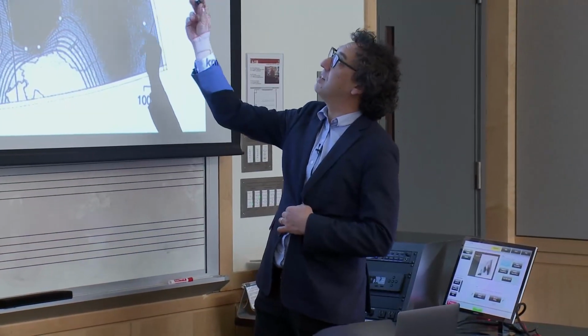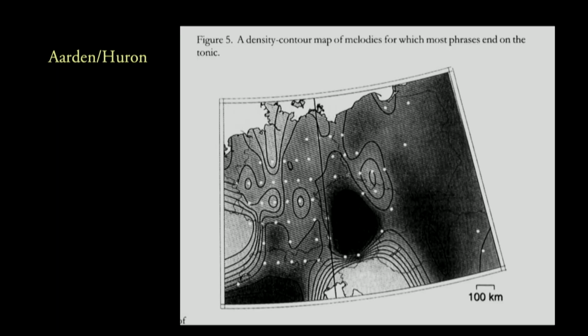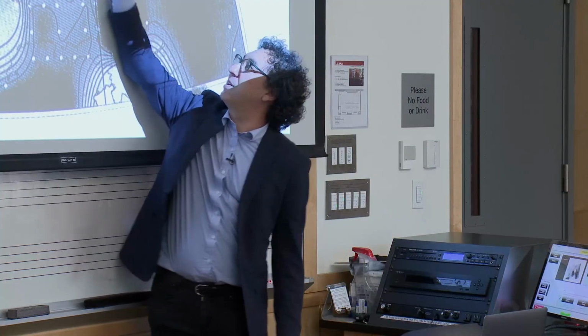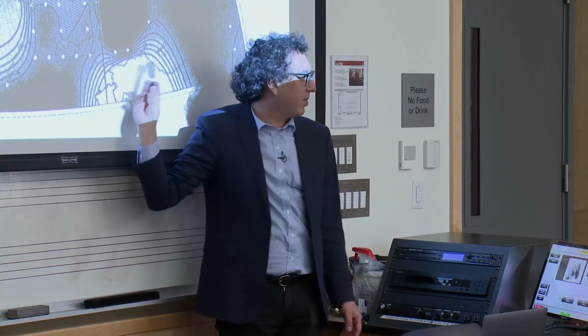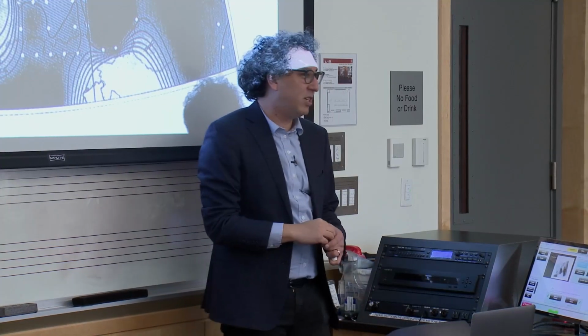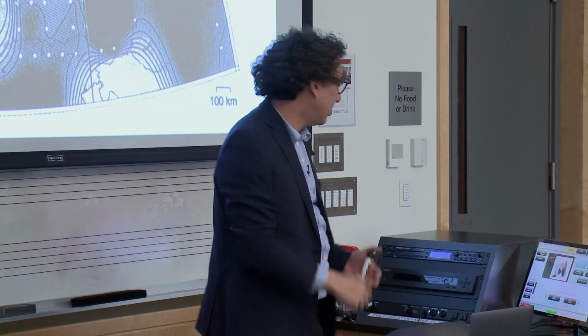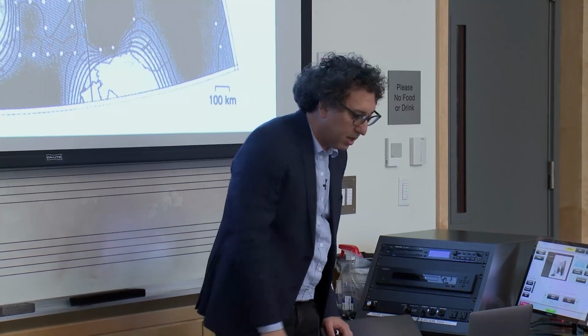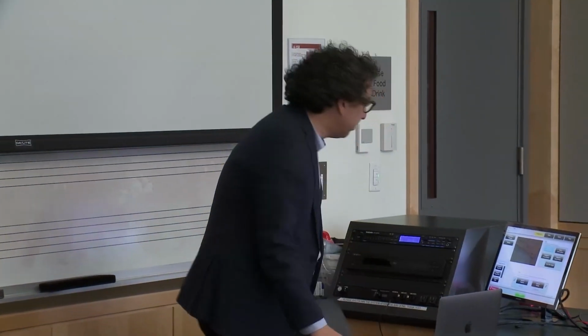So like looking at a density contour map of melodies where most phrases end on the tonic, we can see that there's a huge change from here to here. That's Denmark up here, this is Germany, right where the Alps begin. And so we can see how geographic features might change how music goes. So I'm going to blank that for a second.